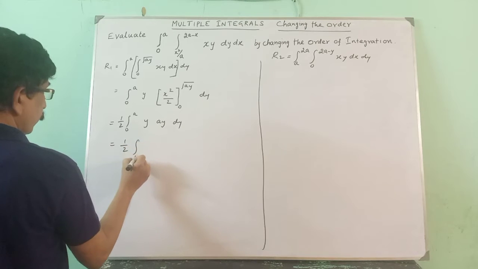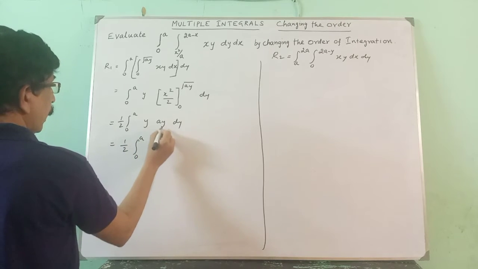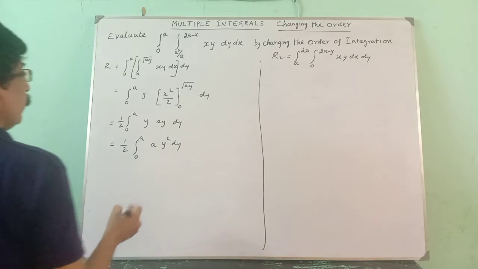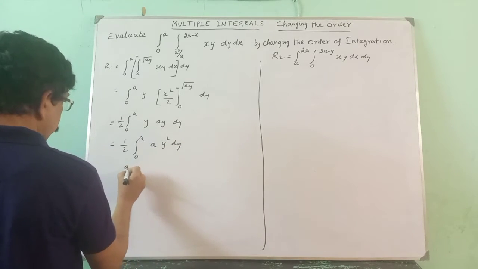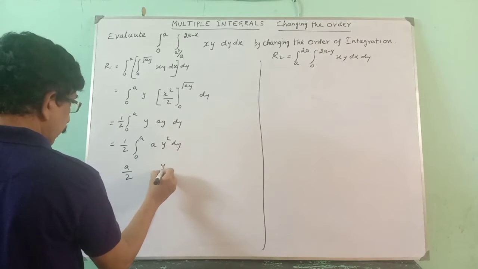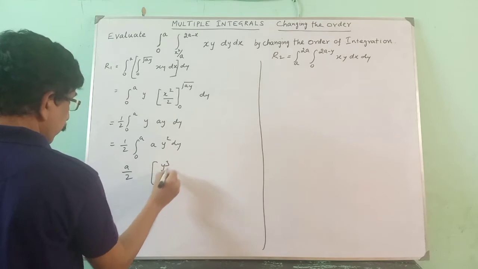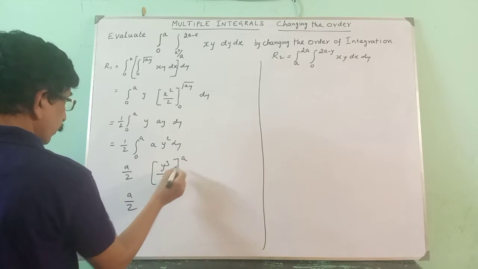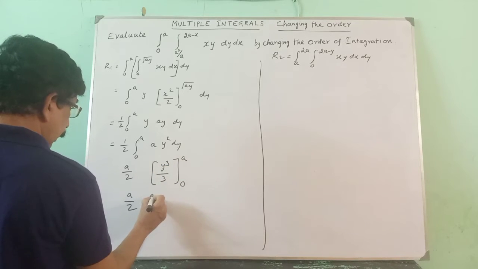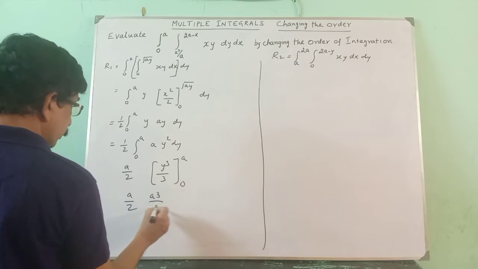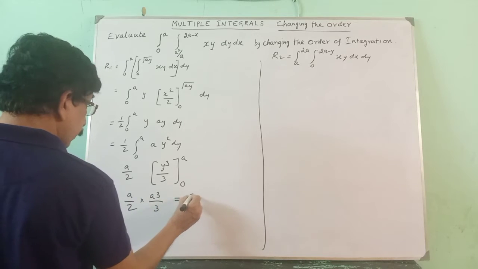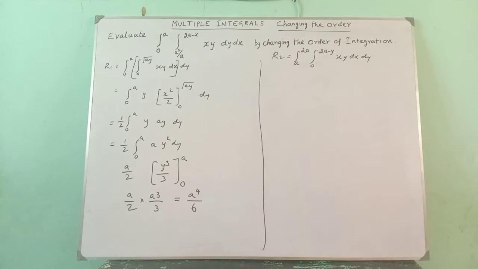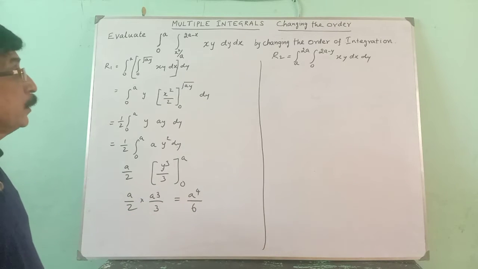1 by 2, 0 to a, y into a y square dy. A by 2 is constant. Y square dy integration is y cube by 3. Now we substitute 0 to a: put y is equal to a, a cube by 3, lower limit is 0. So the answer is a power 4 by 6. The first region answer is a to the power 4 by 6.